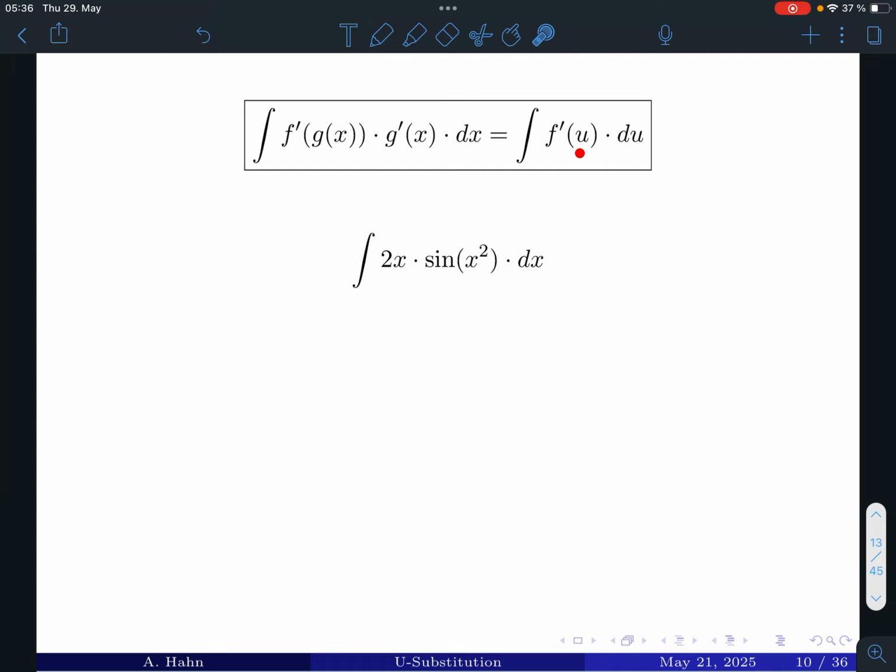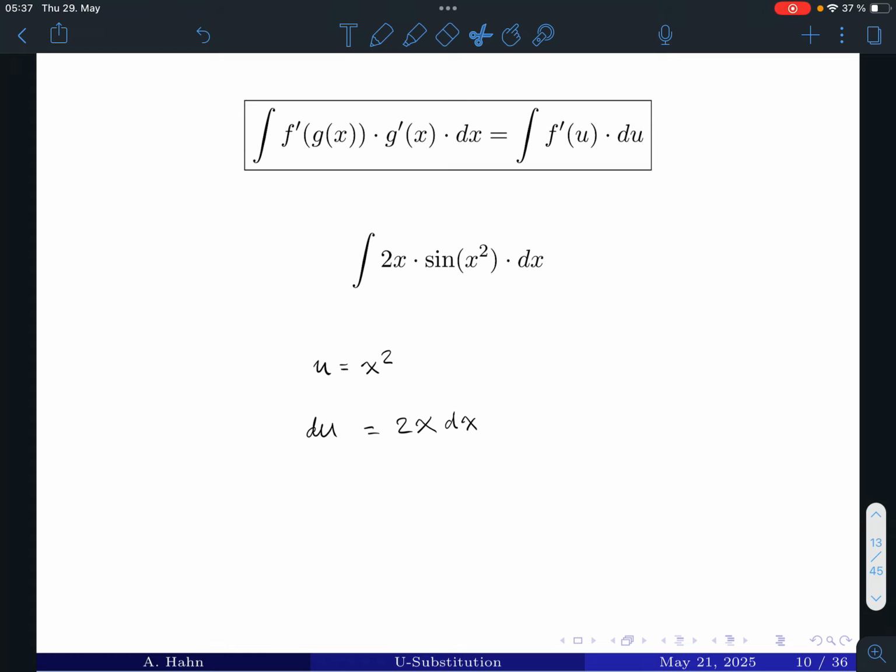As I mentioned earlier, the inside function is usually going to end up being your u. And the derivative of your inside function times dx is going to end up being du. So let's think about that in terms of this. We're going to say that u is equal to x squared. That means that du/dx is equal to 2x. Then I can multiply over by the dx, and I get that du is equal to 2x dx.